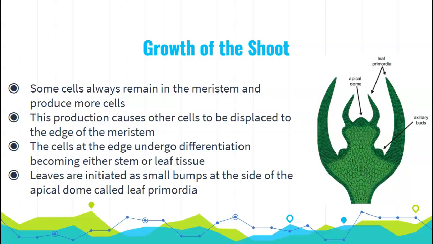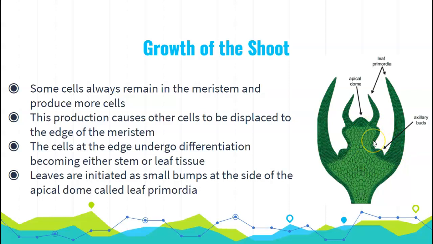As more cells are produced, the older ones get pushed to the edge of the meristem and eventually differentiate into some other type of cell. They're always going to turn into a stem or a leaf. It's not like they're going to turn into some bizarro cell. But once they become a stem or a leaf tissue, they no longer are undifferentiated and they now have a job.